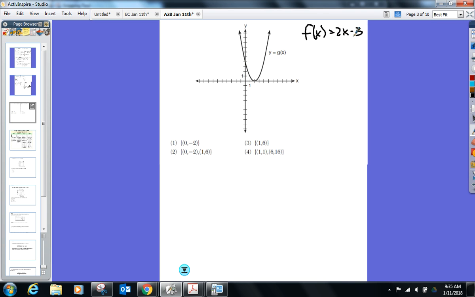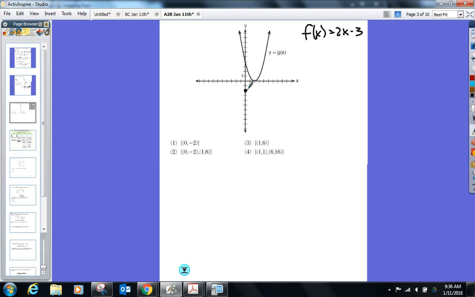Okay, when are these two equal to each other? Notice they didn't graph this for you, and they didn't give you the equation of this one. But you know when they're equal to each other, that's where both graphs intersect each other. So if I start with the first one, 0, negative 2, there is no shot that that is an answer.